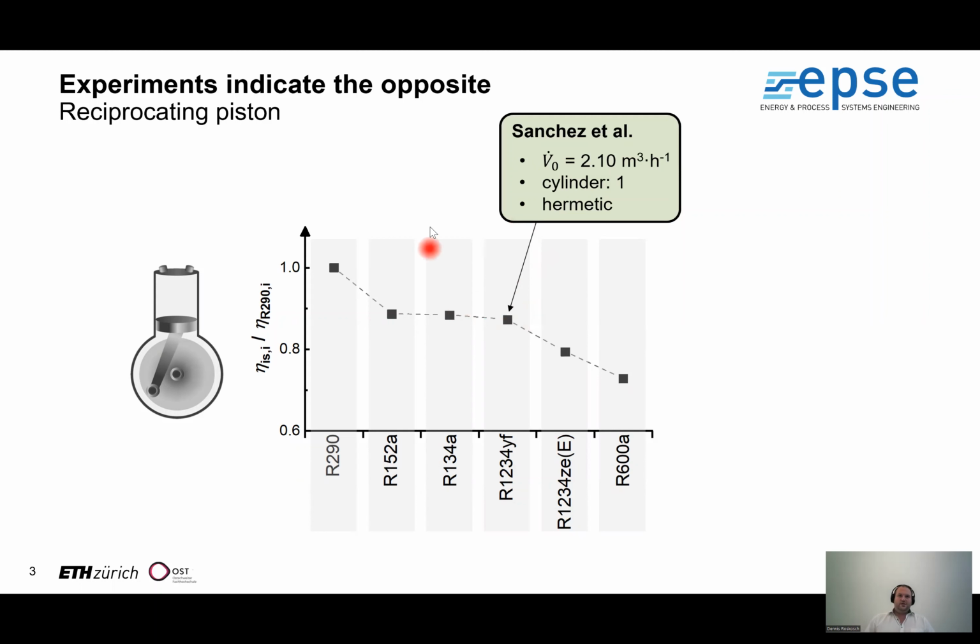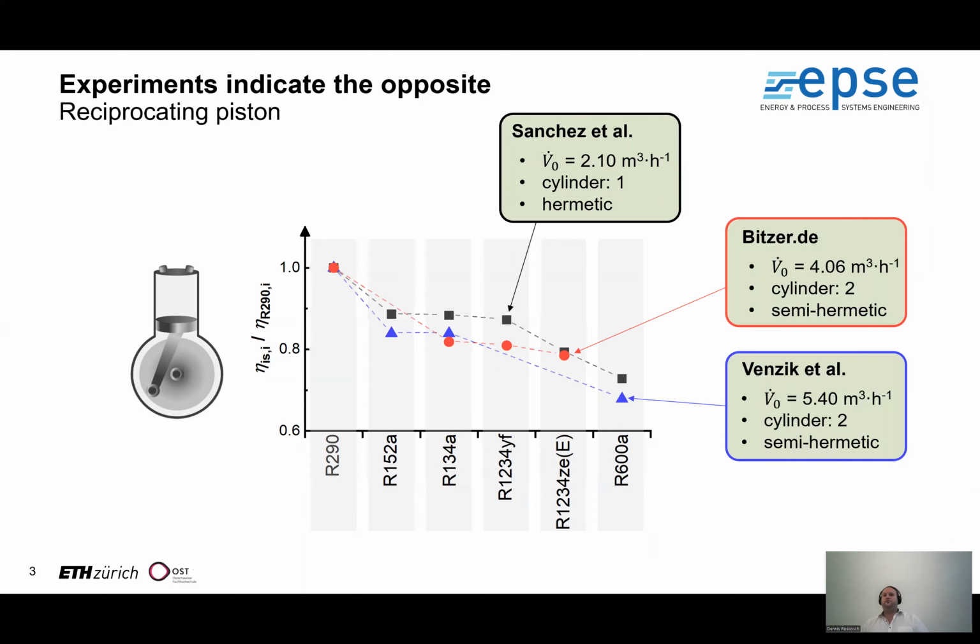What we see here for a single compressor are the isentropic efficiencies, and we see that the isentropic efficiencies are strongly refrigerant dependent. But much more important is if we compare data from other compressors from different manufacturers and of different size, we can observe the same trends. Yeah, and that was the starting point of our study.